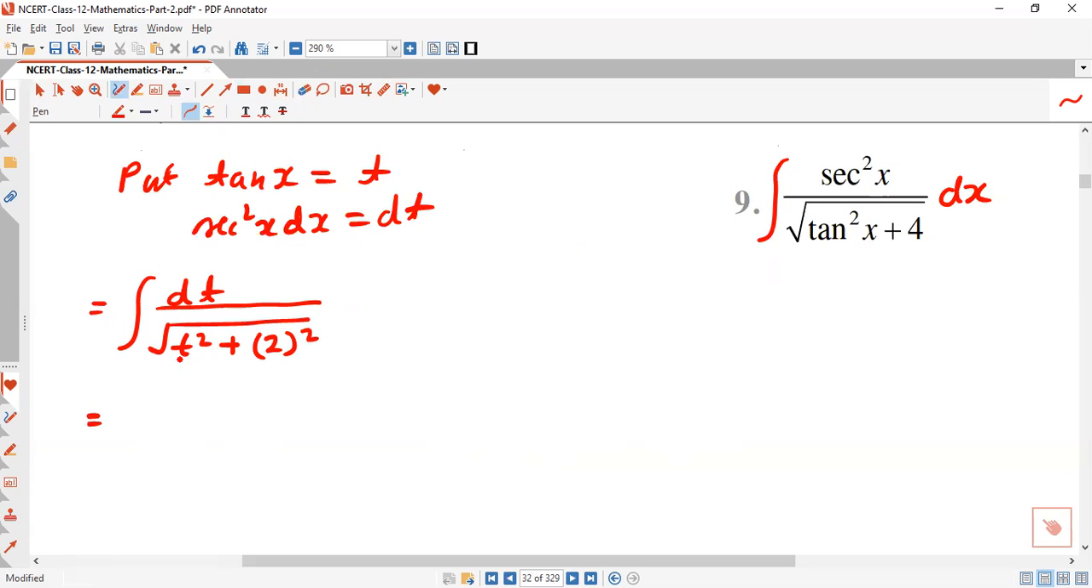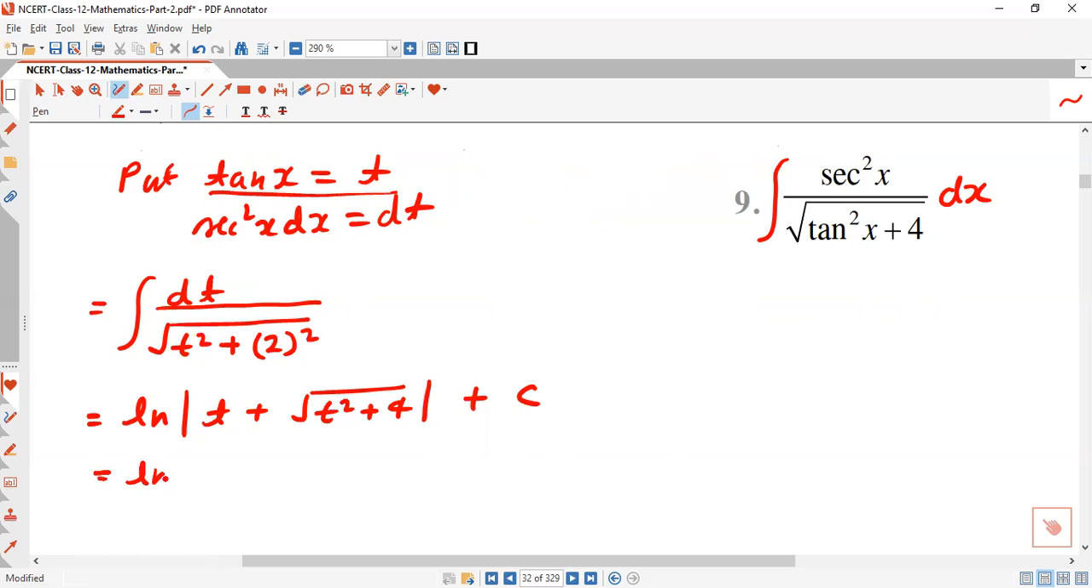We know the formula. It is log of mod t plus the same value under root, t square plus 4, plus some constant. Put the value of t equal to tan x: log of tan x plus under root tan square x plus 4, plus some constant c. This is the answer of this question number 9.